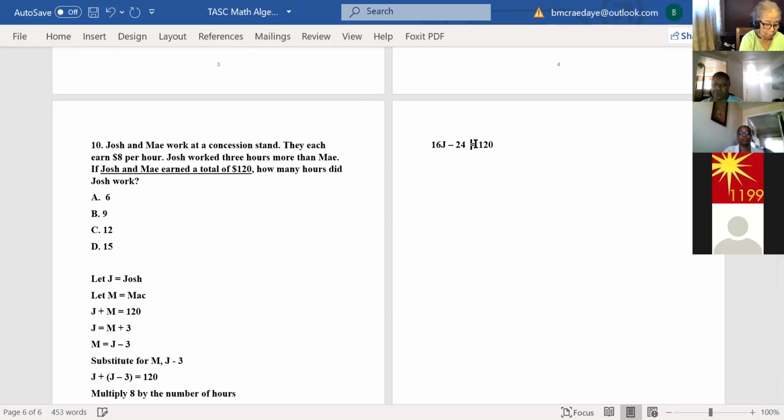Plus 24. And we add the 24 on the right side, plus 24. And you said we get 16J. So let's just copy this and take out the 24 plus and minus, which is 0. Okay, so this is 0.